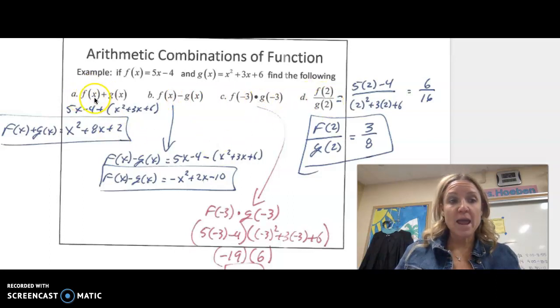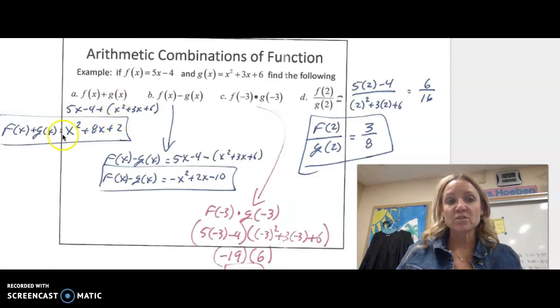Okay, so for part A, we're going to take f of x and we're going to add it to g of x. So f of x is 5x minus 4. We wrote that right here. We're going to add, so I put a plus sign. g of x, which is x squared plus 3x plus 6, and I wrote that right here. And so we just add them together, combine any like terms if we have any, and simplify if possible.